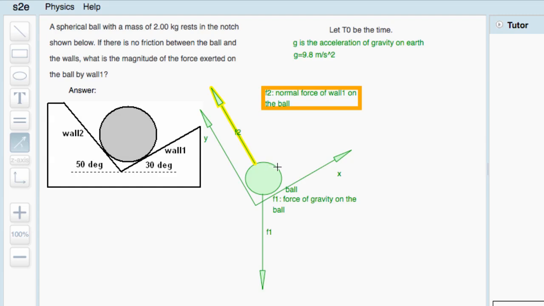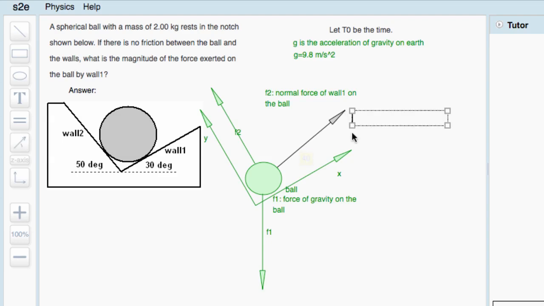And now I'm going to do wall 2. And if we take perpendicular to 50 degrees coming up from that side, then we're going to get 40 degrees on this side. And so I'm going to say F3 is the normal force of wall 2 on the ball. Okay, so now I have my forces drawn, I have my axis, my ball, and now I need to put the 2 kilograms that I got in the problem here somewhere.